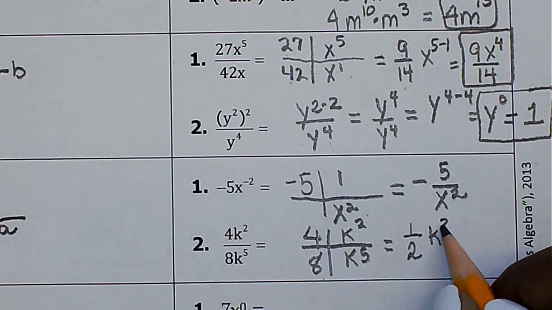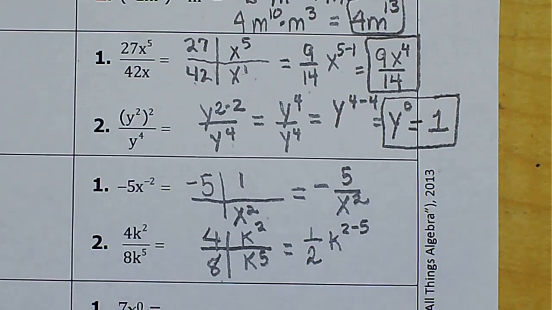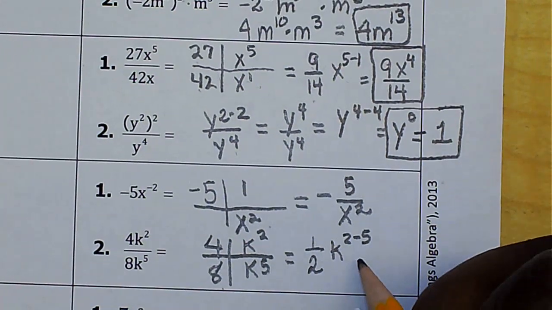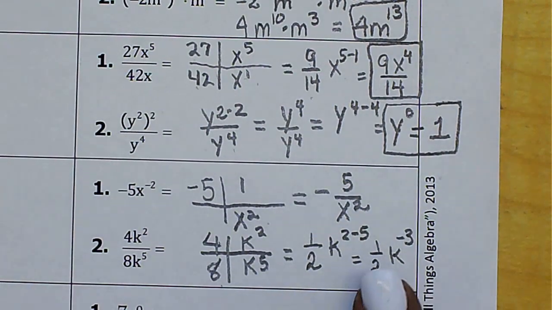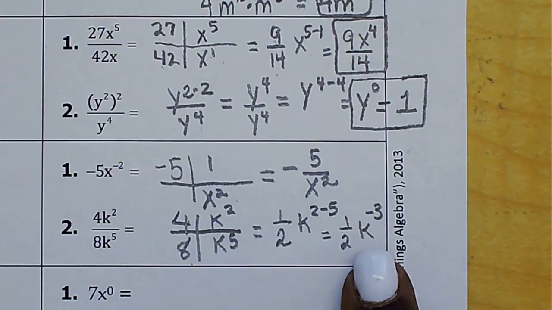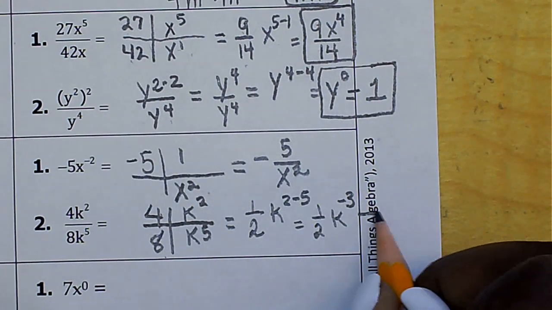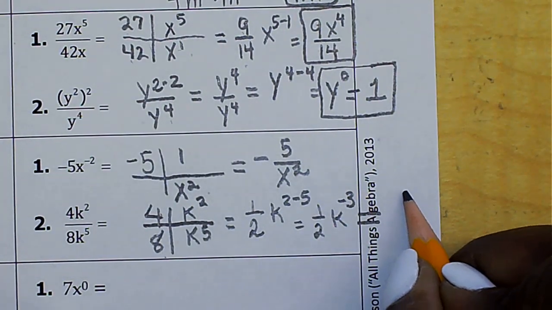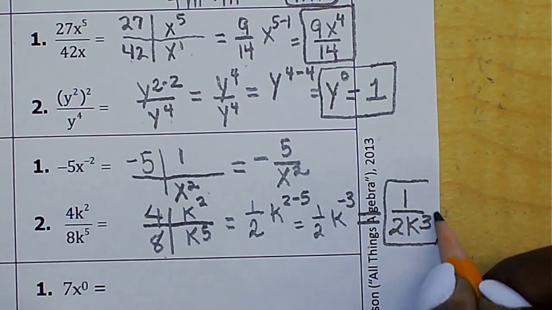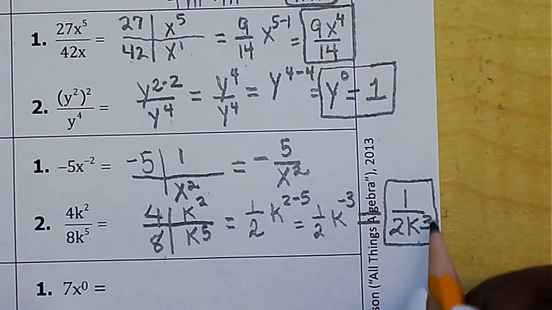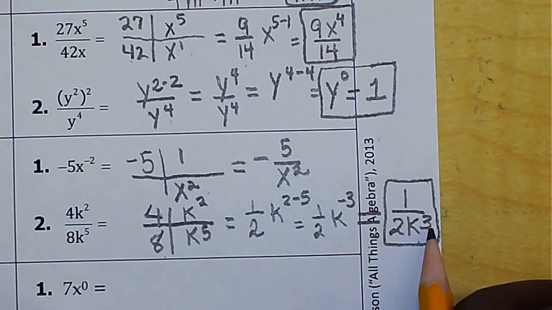Then it's going to be k to the 2 minus 5. 2 minus 5 is a negative 3. So we have 1/2 k to the negative 3. But if you have a negative exponent, you put it in the bottom. So in the bottom meaning the denominator. So this comes out to be 1 over 2k cubed. And the 3 is now positive because it's in the denominator. So we take this from the numerator to the denominator and make the exponent positive.